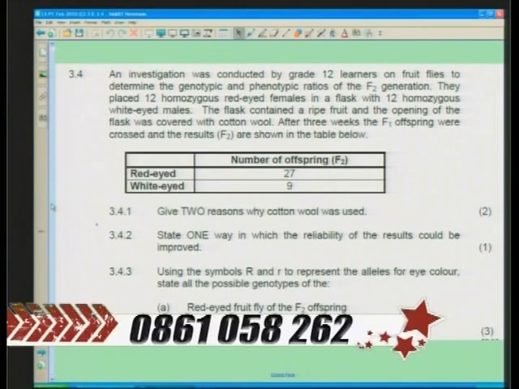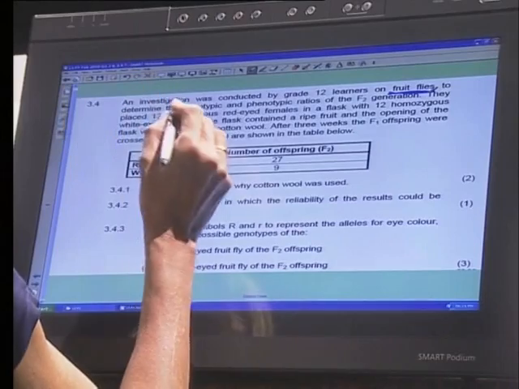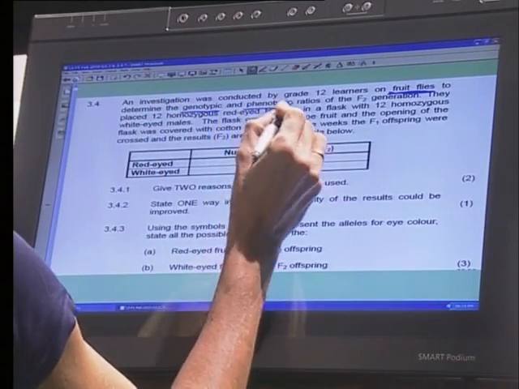Okay, my hun, your question here is question 3.4. It says the investigation was conducted by grade 12 learners on fruit flies. So now we are going to underline fruit flies so that we remember these little animals, and what do they have? They've got red eyes and white eyes. By now you should know that, okay? And we're looking at the genotypic and phenotypic ratios.